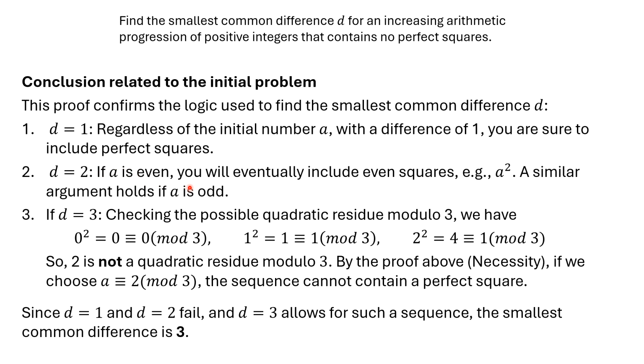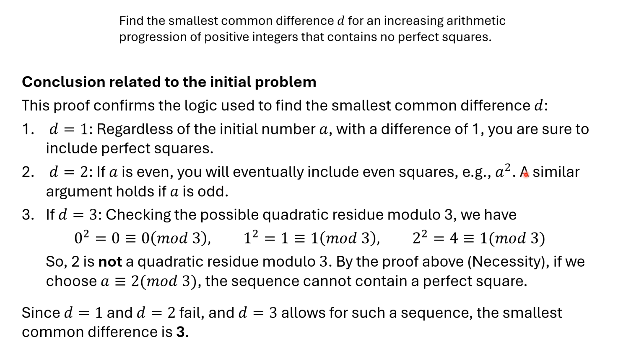If a is even, then the square of an even number is also even, and that means you'll eventually, with the difference of 2, hit the square of whatever initial point you start with. You're going to hit other squares, but for sure you're going to hit the square of a.